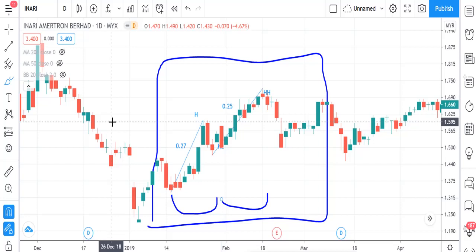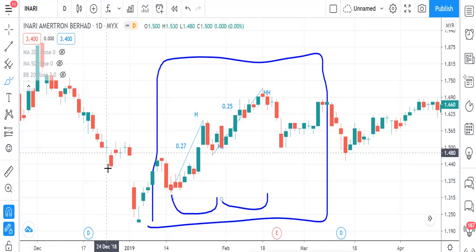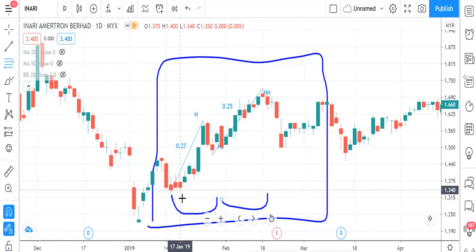But now we want to see whether it has any power to break the previous high. Okay, now how do we check on the power? It's by using the Fibonacci retracement tool. So that's going to help us to see the retracement. So I'll pick the retracement tool.